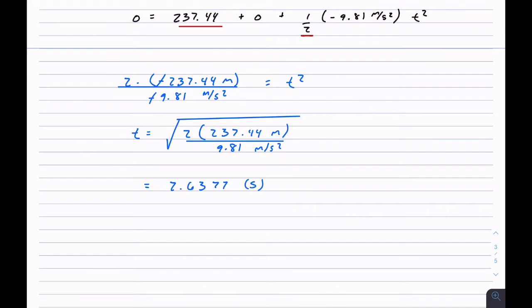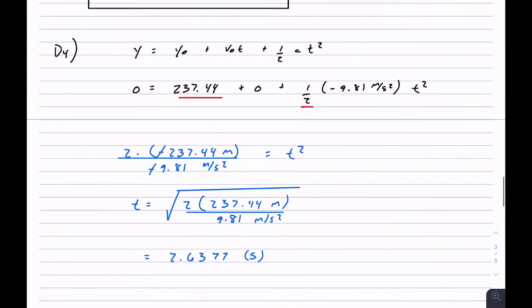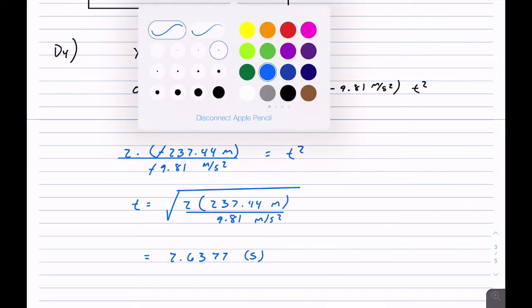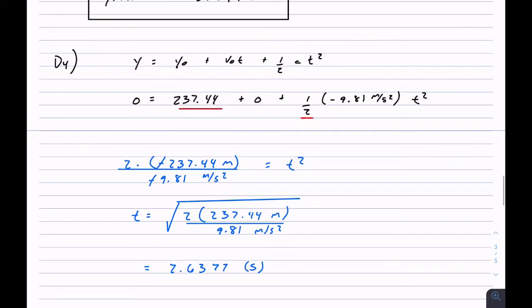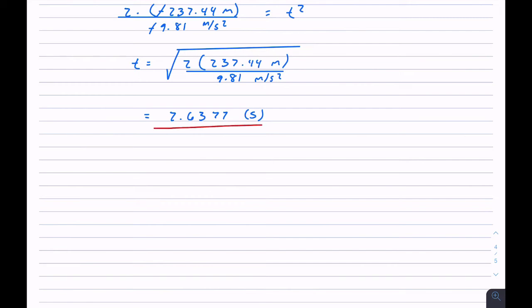Okay. The tricky part for me, at least in figuring these out, is just identifying what your starting points are for each trip. Okay. So if we go back and we just kind of briefly look at this again, remember that we defined y is 0. That's our final destination. Our starting point was up 237 meters, right? Initial velocity for this trip down to Earth was 0. We started from 0. And then we know acceleration is due to gravity, and then we solve for time. Okay, so this is what we get.